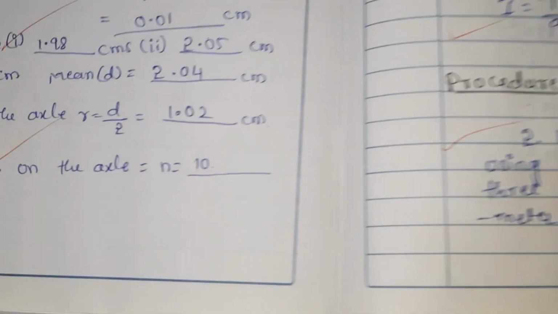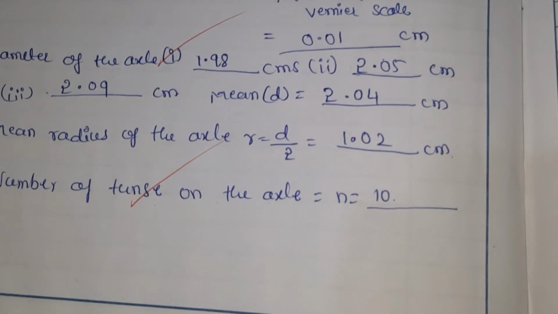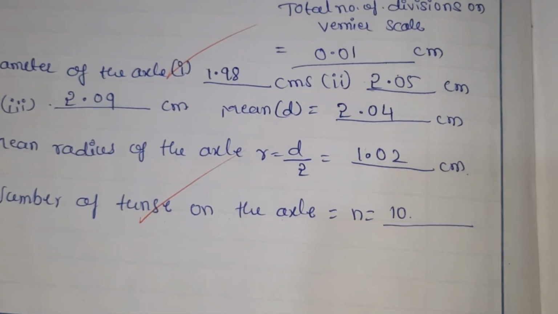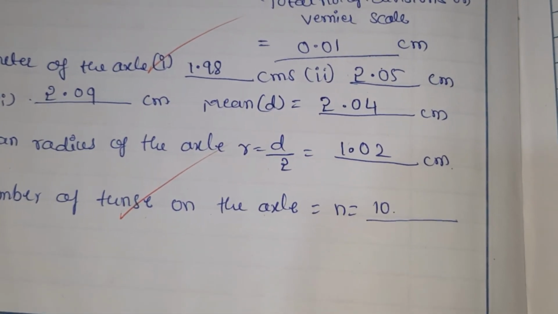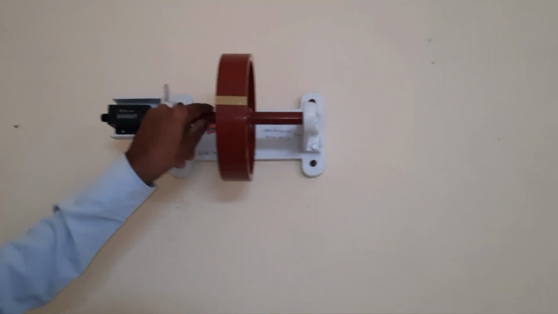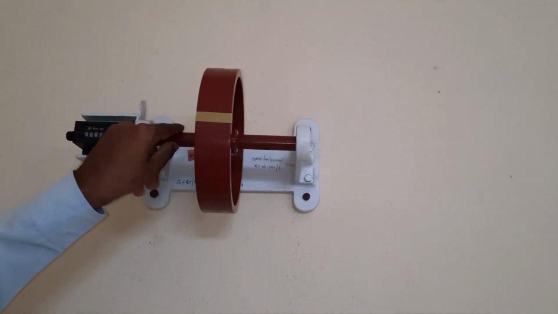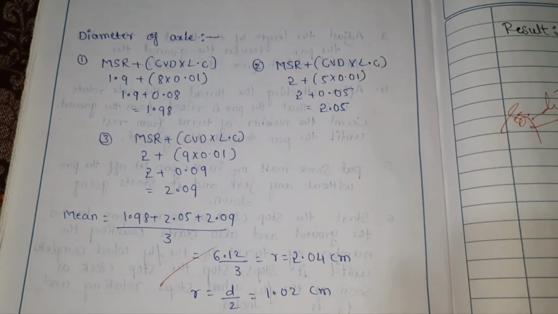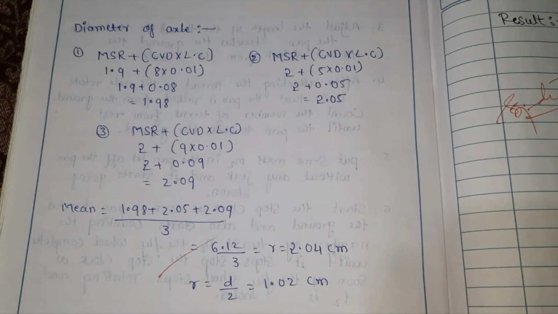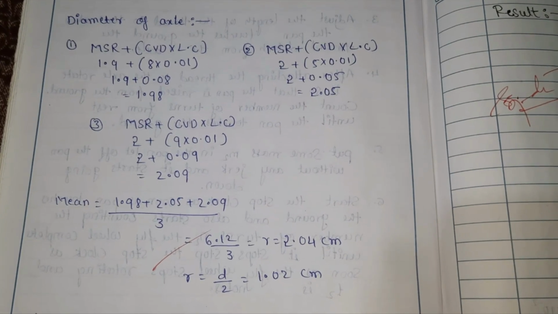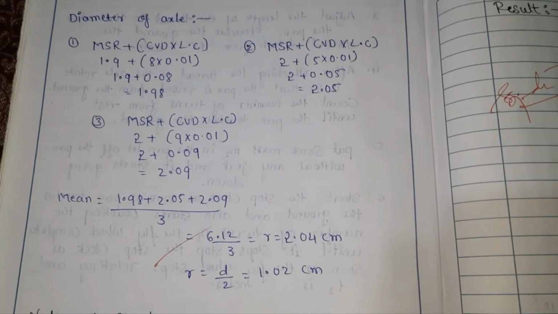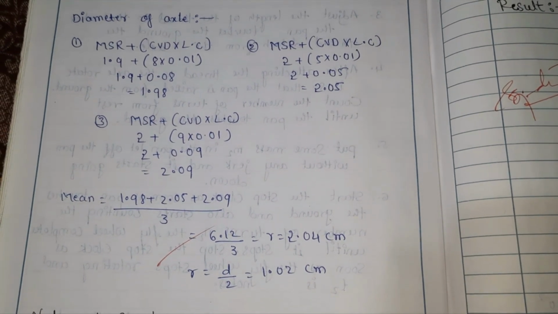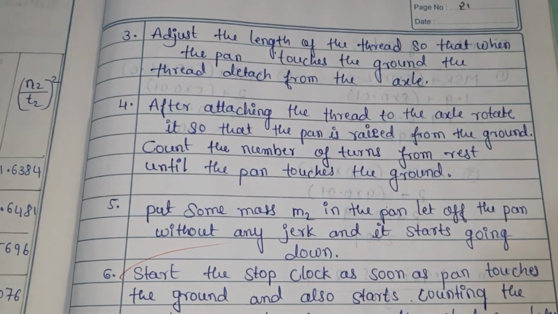Okay, as you have written, you can see the radius of the axle here they got 1.02 centimeter. We have to find out the radius of that axle. Here you can see the diameter of the axle as you will measure from the vernier caliper. The total reading is equal to what? MSR plus CVD into least count. Just measure 3 times and take the average, you will get the radius.